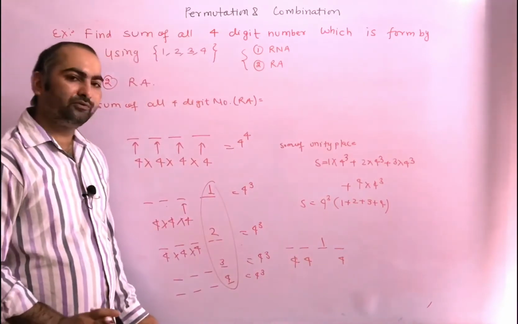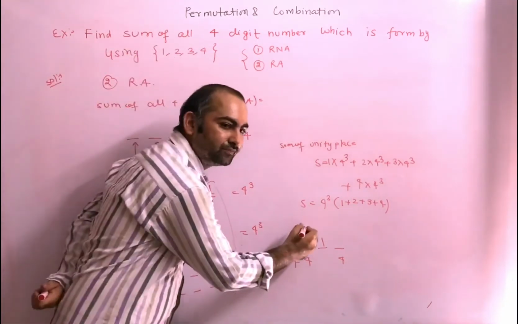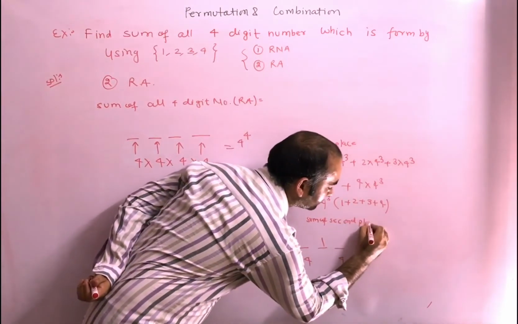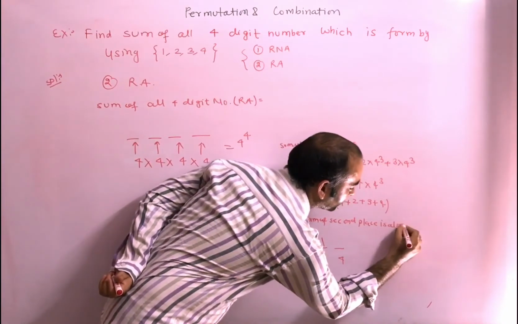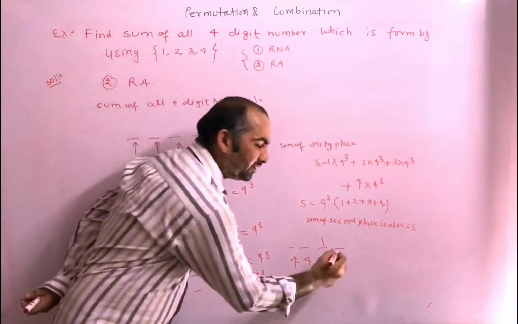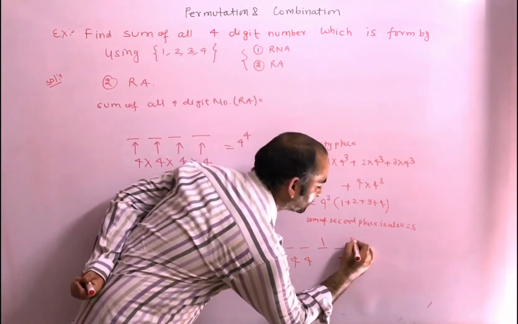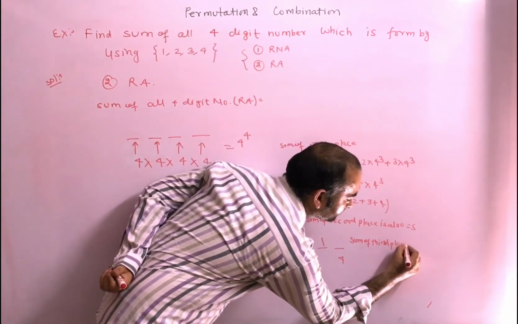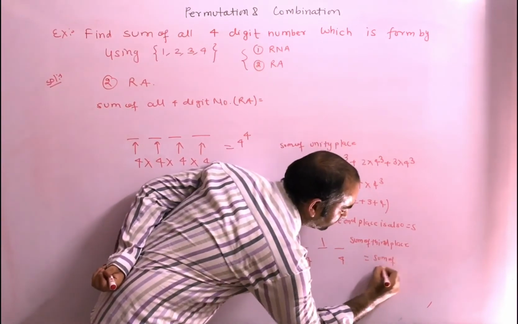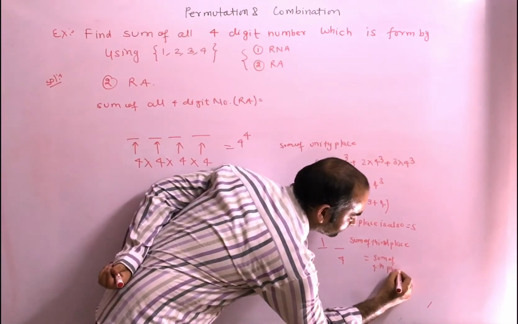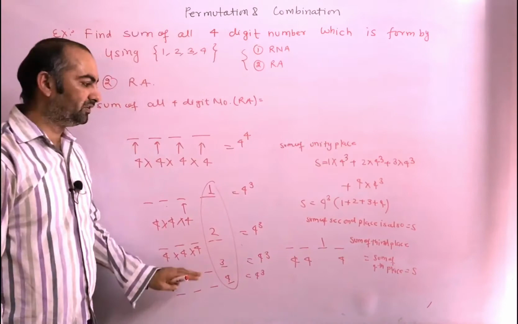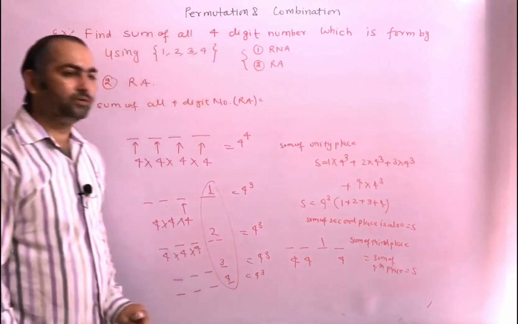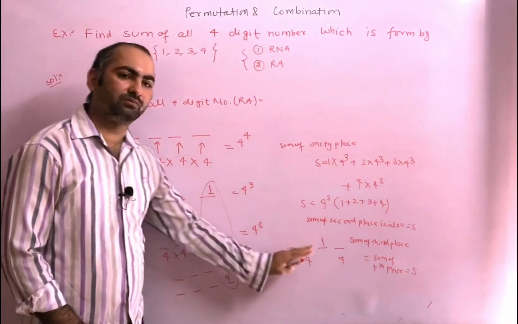That means if you find out sum of second place, that also will come out as S only. So we can say that sum of second place is also S. And same as if you find out sum of third place, that also will come out as S only. So sum of third place is equal to sum of fourth place is equal to S. Same way we can find out sum of second place, sum of third place, sum of fourth place. Okay, all will come out equal.